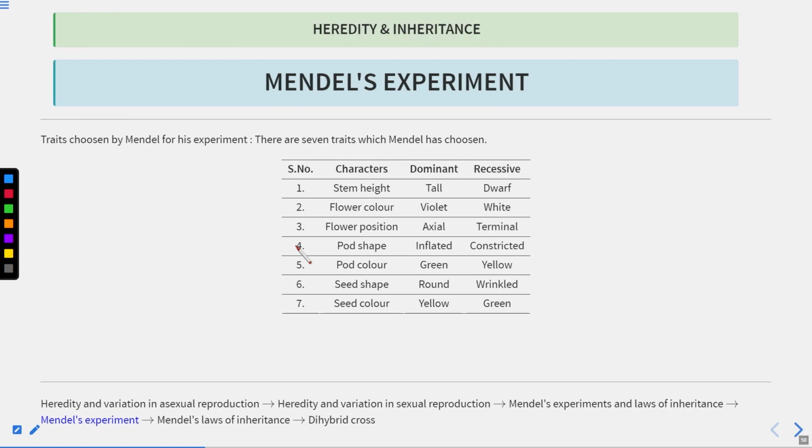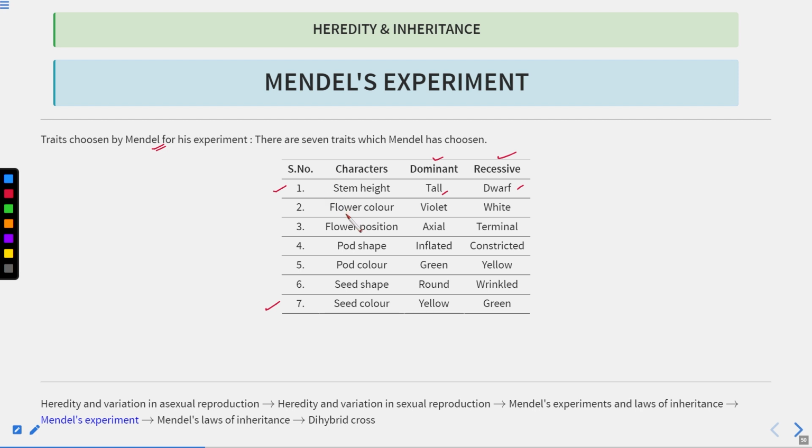Now the traits chosen by Mendel for the experiment. There were 7 traits chosen by Mendel to carry out his experiment. You can see the traits are very well defined and they are also contrasting. First was the stem height. Either the plant was tall, which is the dominant character, and the recessive trait is dwarfness.